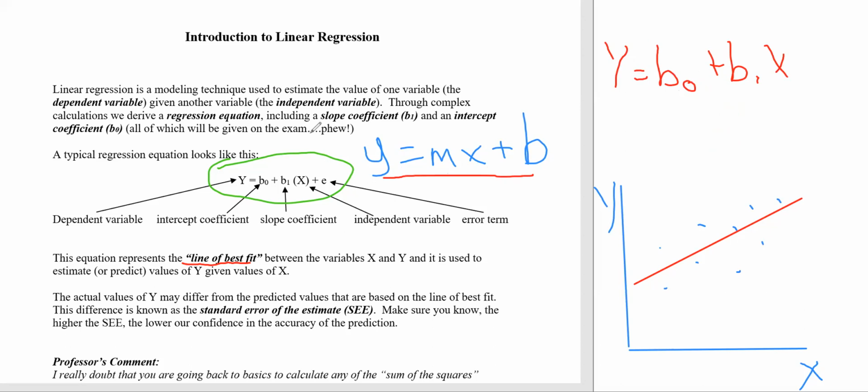And then there's going to be some error term, plus e. And this error term relates directly to our diagram. As you can see, these dots are not exactly on the line. There are differences between the dots and the line of best fit, and that represents the error. So the error, in terms of the difference between the actual values and the predicted values by this line, is captured in our standard error of the estimate.